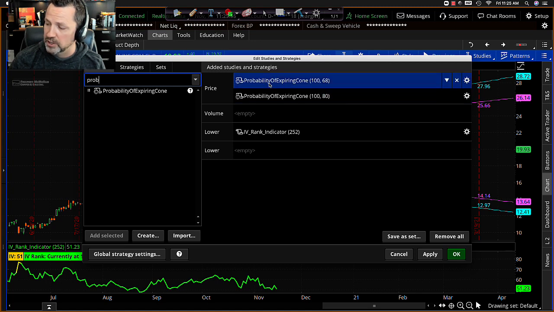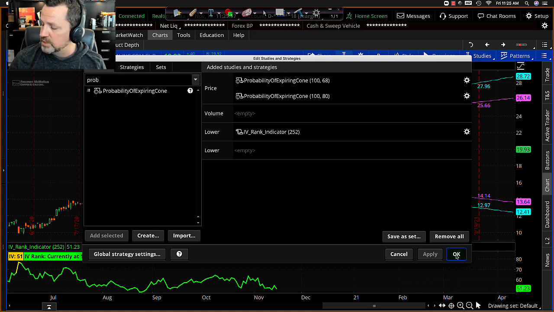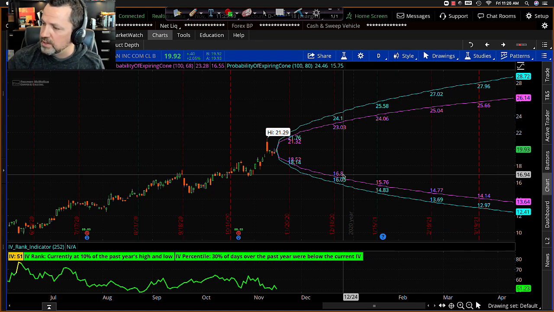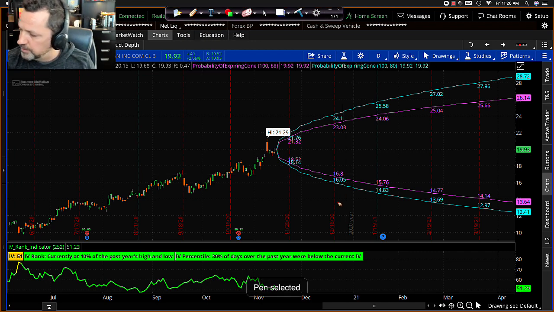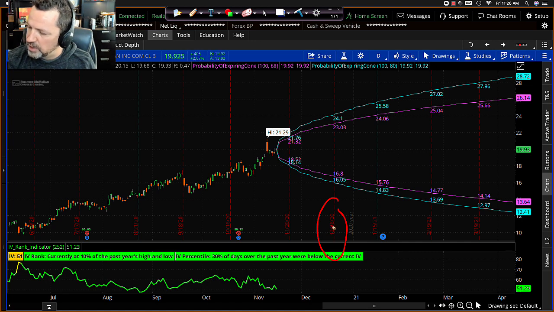You add that to your chart. Now, I've already got those on there. And what it would tell me is, hey, this red dotted line right here on the chart, that's showing me the December 18th expiration if you look at the date. And so these are the price points. So it's saying, look, about 16.80 is right there on the cusp.